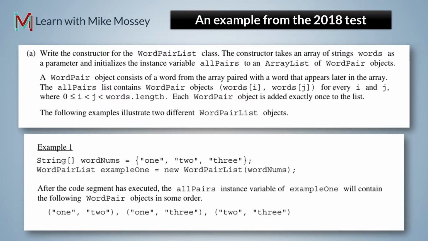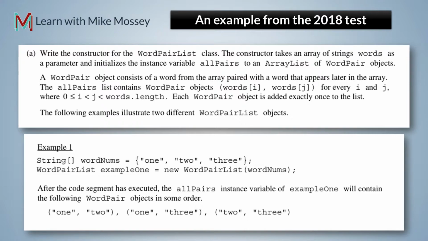More of the question. Write the constructor. This is part A of the question. The constructor takes an array of strings, words, as a parameter, and initializes the instance variable allPairs to an ArrayList of WordPair objects. Okay. A WordPair object consists of a word from the array paired with a word that appears later in the array.